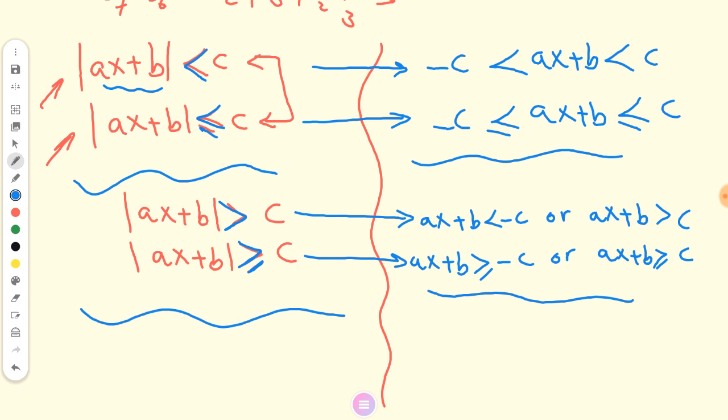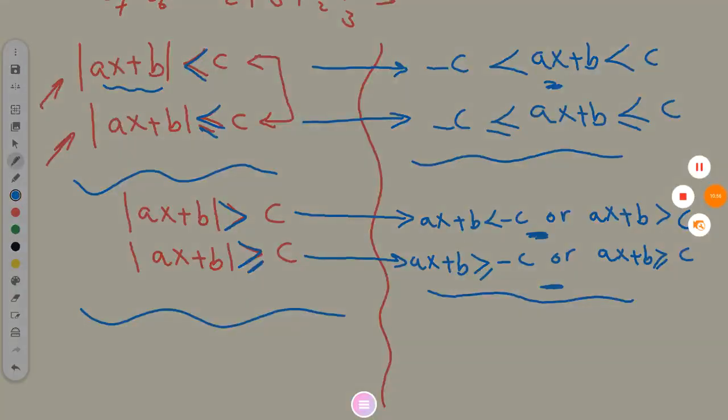The absolute value of ax plus b less than or equal to c, I will solve like this. But if it's more than, I will write like this, with or, more than or equal. That's the four forms to solve absolute value inequality, okay, guys?